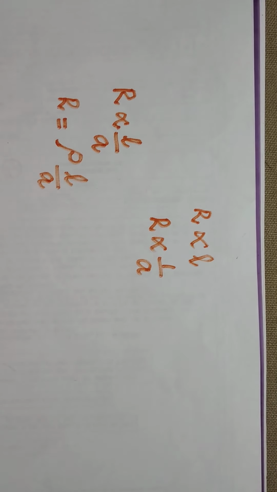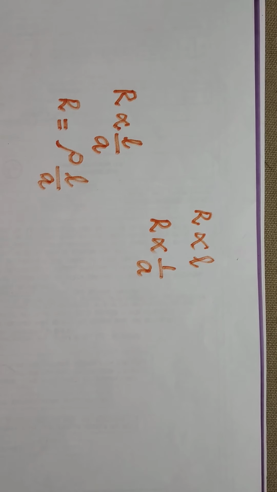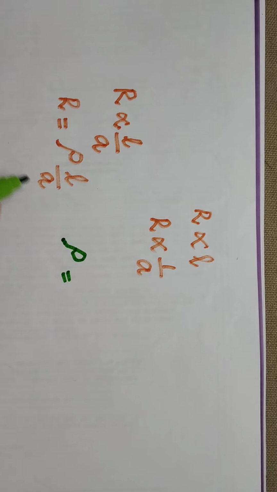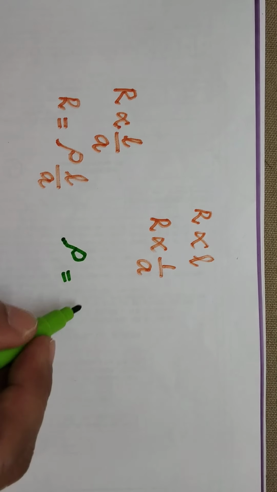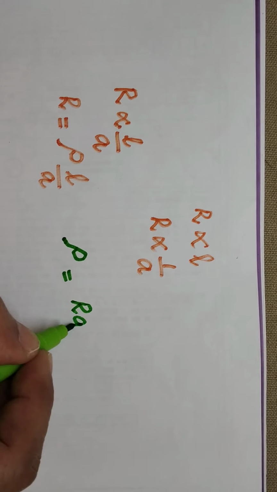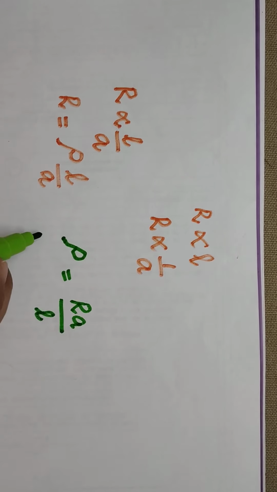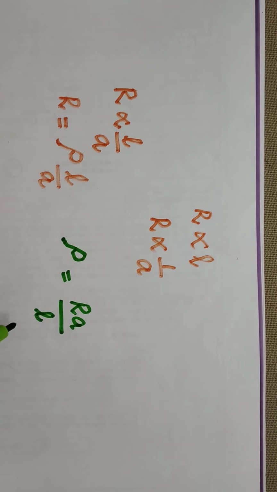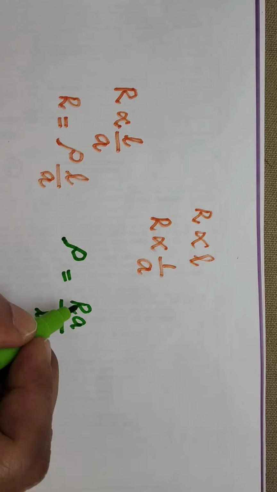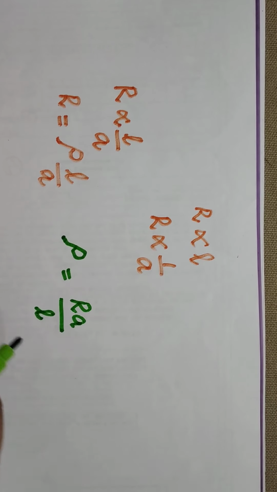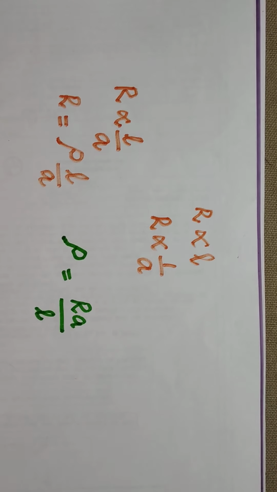Okay. So you can write R is equal to rho L by A, and when you write the expression for rho, taking R to this side, it will go to the numerator, R into A, and L will come in the denominator. So it becomes rho is equal to RA by L. R stands for resistance, A stands for area of cross section, L stands for length of the wire.